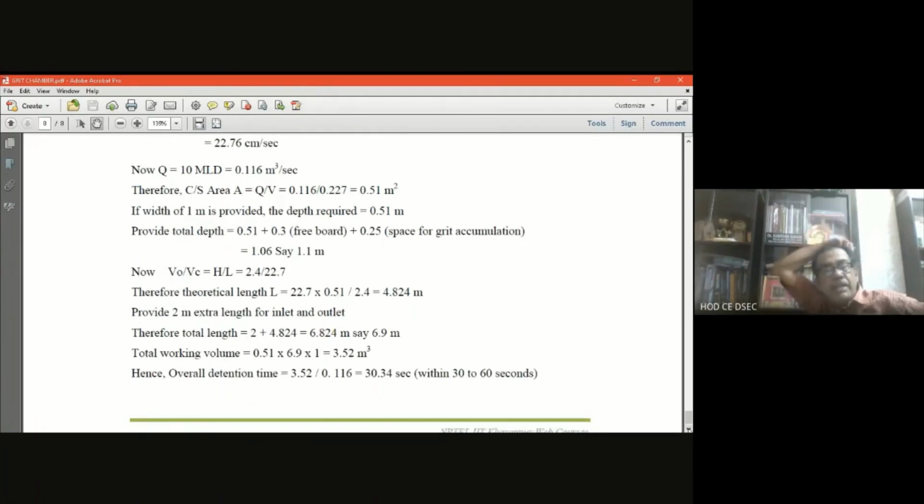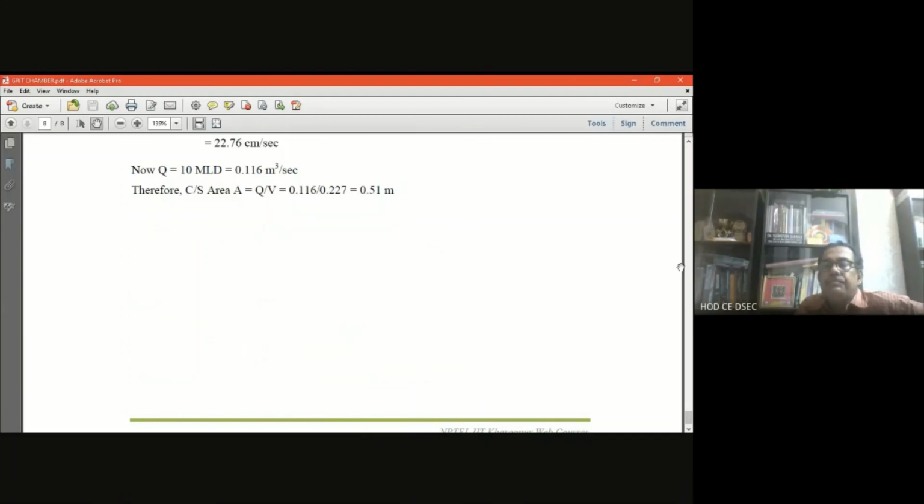Fine. Hence overall detention time is, what is overall detention time? That is V by Q. V by Q is the detention time, and V is 3.52 meter cube and Q is 0.116. So ultimately it will give the overall detention time is 30.34 or 30 seconds. So it is quite a relevant answer we have got, because we know the detention time of the grit chamber is between 30 to 60 seconds. So this is the design of the grit chamber that has been discussed.